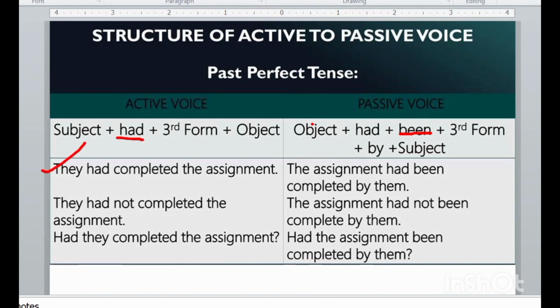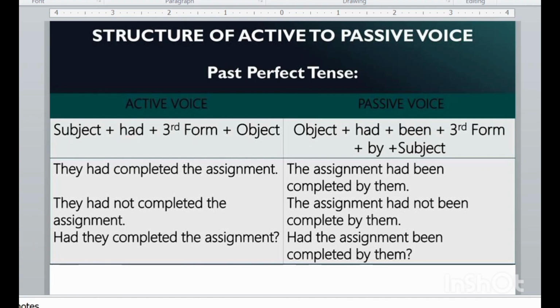Example 1. They had completed the assignment. The assignment had been completed by them. In present, it is have been or has been. Here it is had been. This is the only difference. They had not completed the assignment. The assignment had not been completed by them. Had they completed the assignment? Had the assignment been completed by them? This is very simple. This is interrogative.